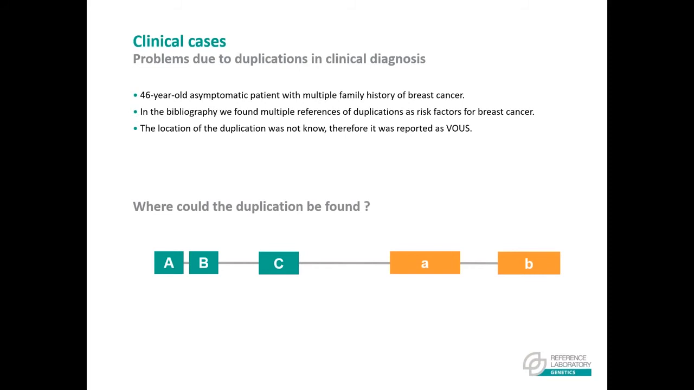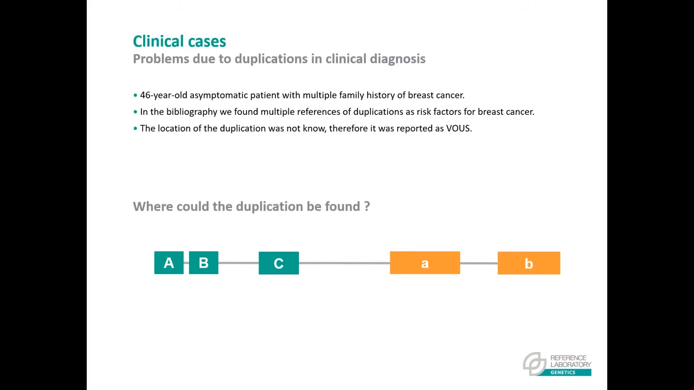But why? It is because the great problem with the duplication is, where is the duplication? There are different possibilities. One of them is the duplication of the entire gene, which could generate an extra dose of protein, giving us a gain of function. Maybe those duplications are inside the regulatory region or inside a gene, altering the function of this gene.